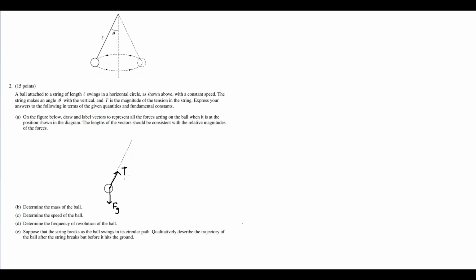Part B. Determine the mass of the ball. Okay, so we're not given the mass, but we are given the tension. So what we can do, well, they tell us usually not to draw on the diagram, so I'll draw another diagram over here. So this is T, this is some mass, mg, all right, so Fg equals mg.